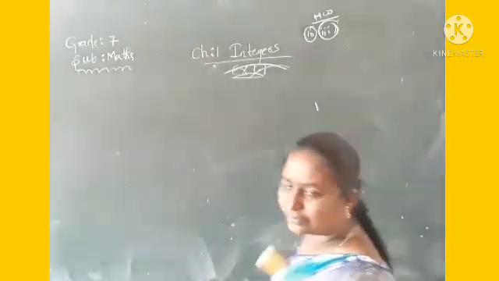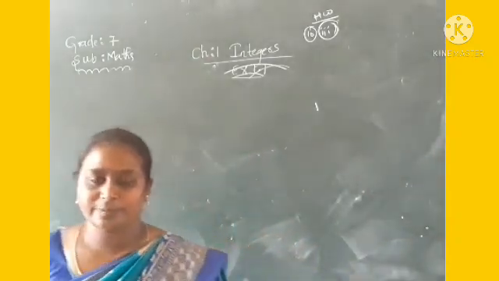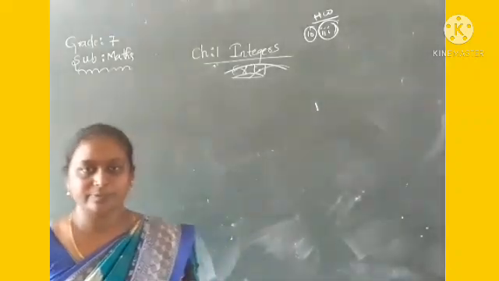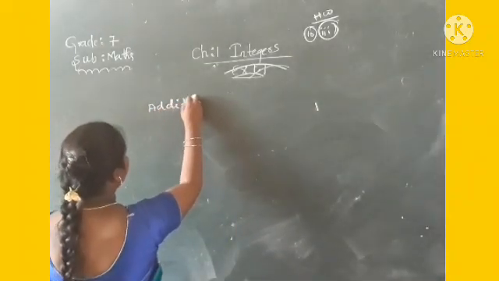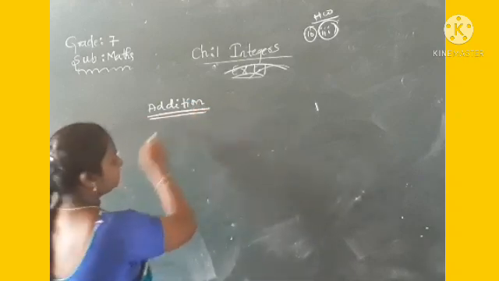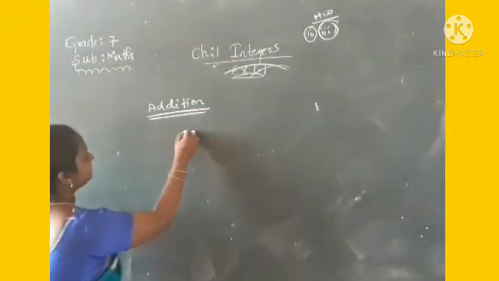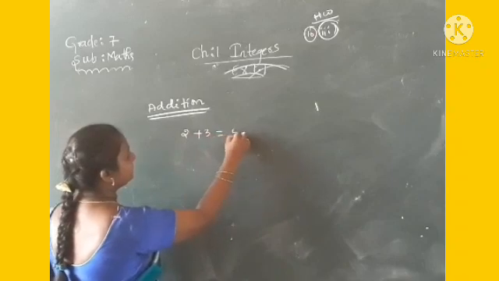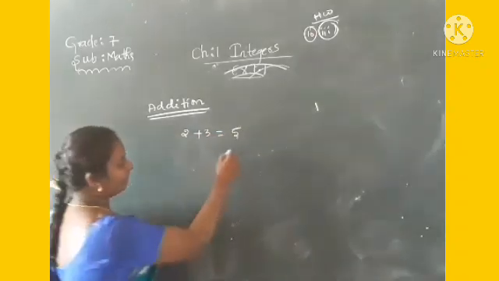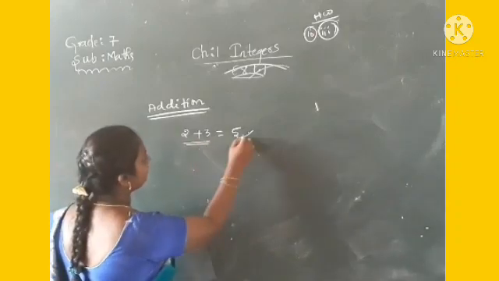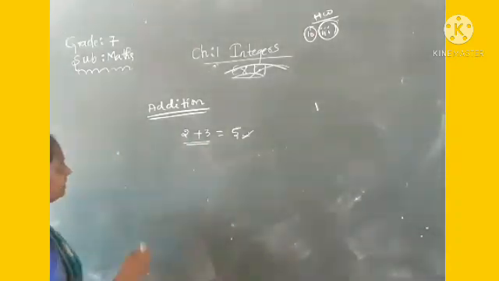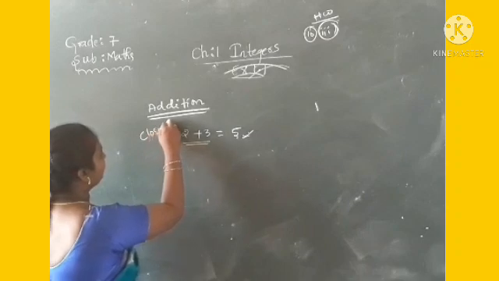So that is closure property, commutative property and associative property. In addition, the closure property is: the sum of two integers. Take 2 plus 3. 2 plus 3 is equal to 5. Is 5 an integer or not? Yes. So the sum of two integers is an integer. This is under the closure property.